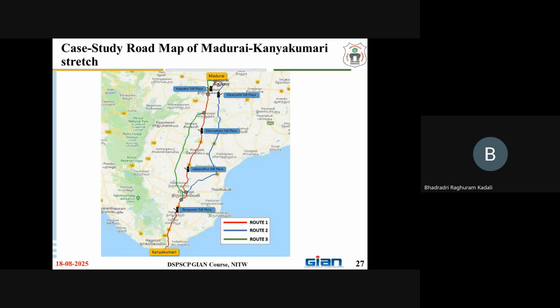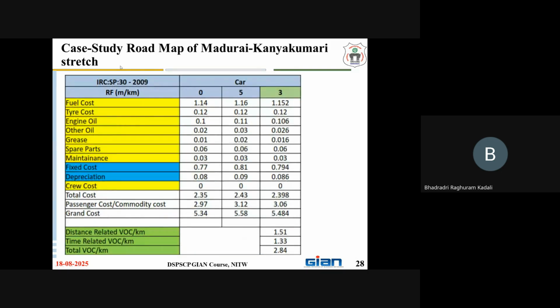The general phenomenon of human nature is that we always try to omit some of the tolls by changing routes, without knowing whether the vehicle operating cost will be higher by changing routes compared to what we are expected to pay as toll. That needs to be understood. So this analysis estimates the vehicle operating cost of the different stretches of route 1, route 2, and route 3.